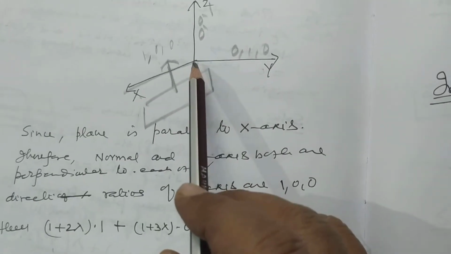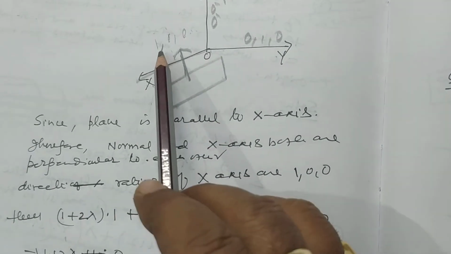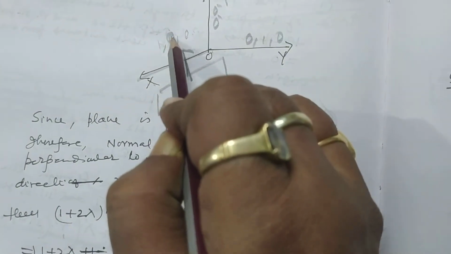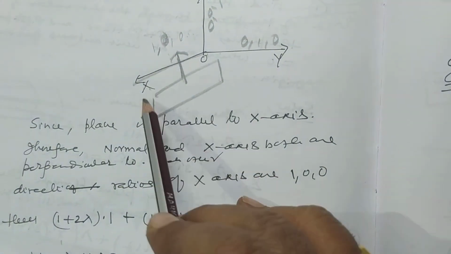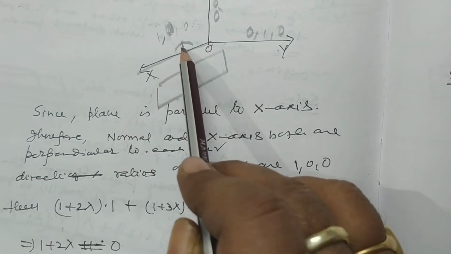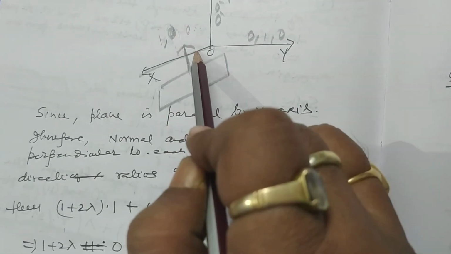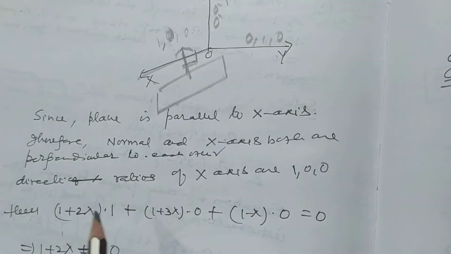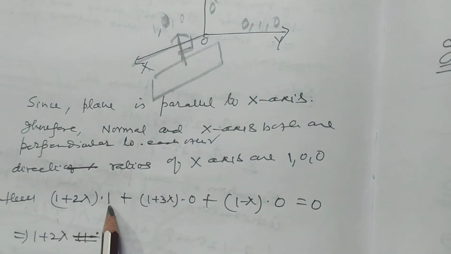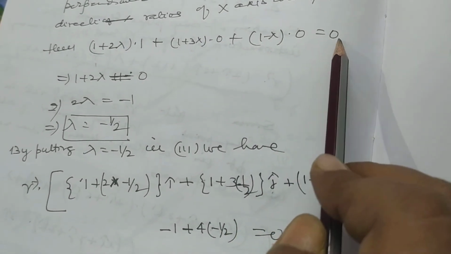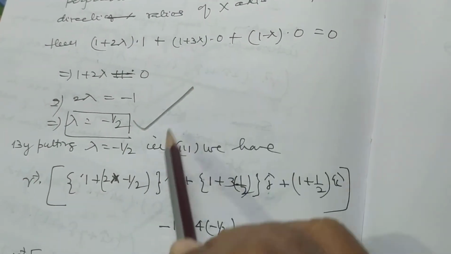Now the direction ratios of the x-axis are 1, 0, 0. So if we take the product of the direction ratios of the x-axis and the normal, both are perpendicular, so its dot product will be 0. (1 plus 2 lambda) into 1, (1 plus 3 lambda) into 0, (1 minus lambda) into 0 is equal to 0. So lambda is equal to minus 1 by 2.